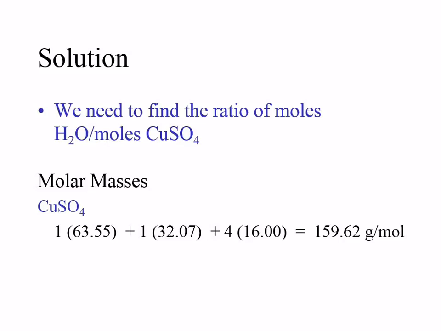So in that scenario, we need the molar mass of copper 2 sulfate. We'll take 1 times 63.55 plus 1 times 32.07 plus 4 times 16.00. So the molar mass we use for copper 2 sulfate is 159.62 grams per mole.